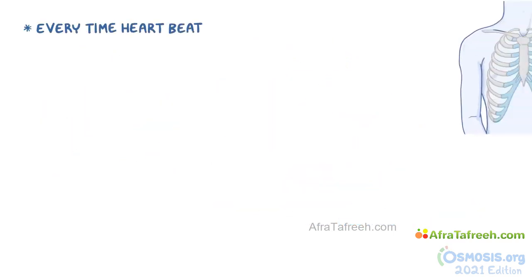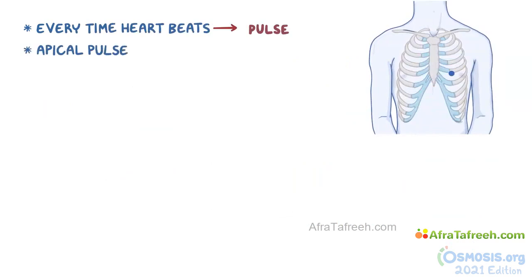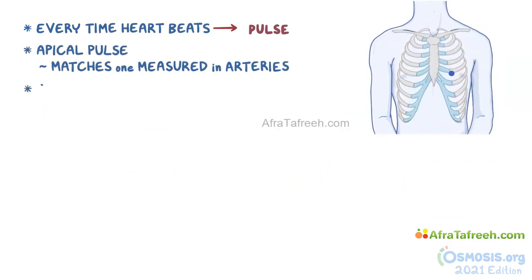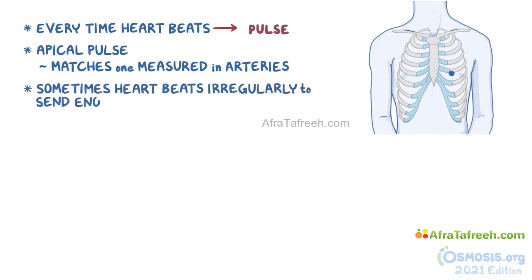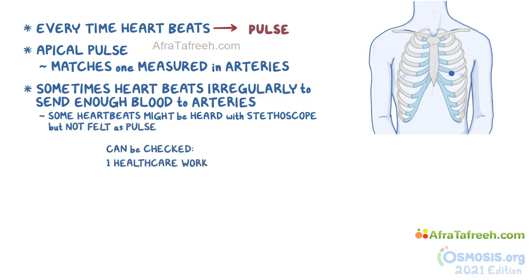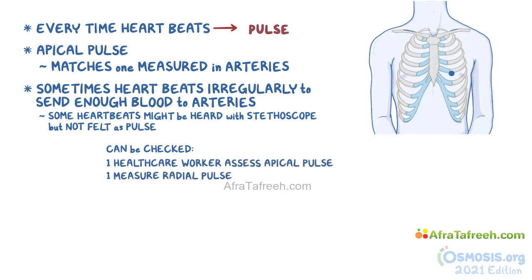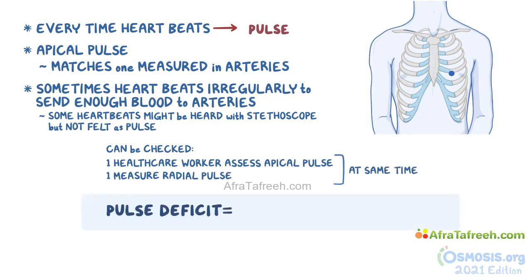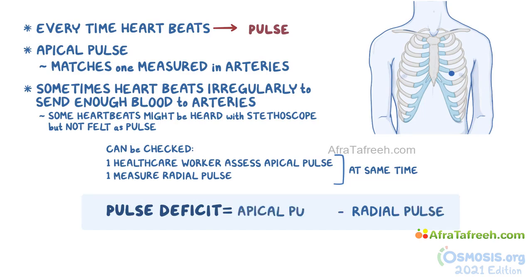Normally, every time the heart beats, there is a pulse, so the apical pulse matches the one measured in the arteries. Sometimes, though, the heart beats irregularly, too quickly or weakly, to send enough blood to the arteries, which is the reason why some heartbeats might be heard with the stethoscope placed on the apex, but not felt as a pulse in the arteries. This can be checked by having one healthcare worker assess the apical pulse with a stethoscope, and another one measure the radial pulse at the same time for 1 minute. To find the pulse deficit, subtract the radial pulse from the apical pulse.